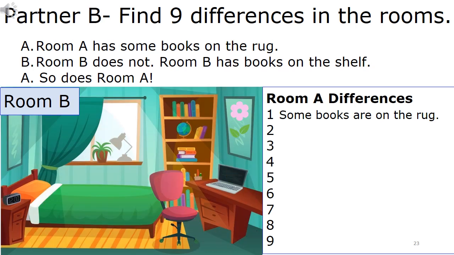Partner B. Find 9 differences in the rooms. A. Room A has some books on the rug. B. Room B does not. Room B has books on the shelf. A. So does room A. Room A differences. For example, 1. Some books are on the rug.